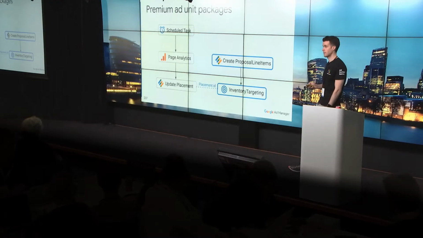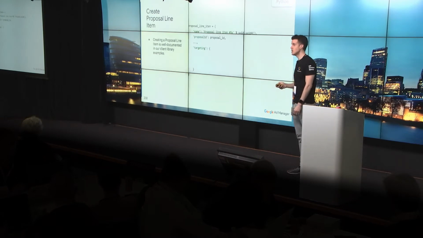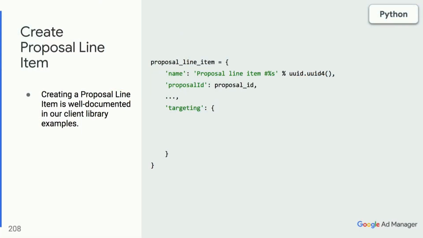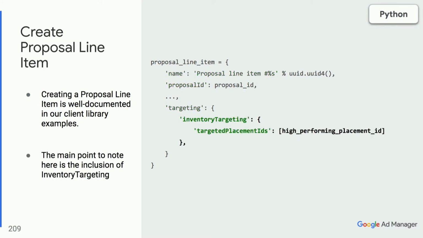So conceptually, that's how we update the placement. Now we just need to look at how we would make use of that placement through inventory targeting. So say we were creating a proposal line item. There are, again, some required fields. We have name, proposal ID, et cetera. But here, the interesting part is the targeting.